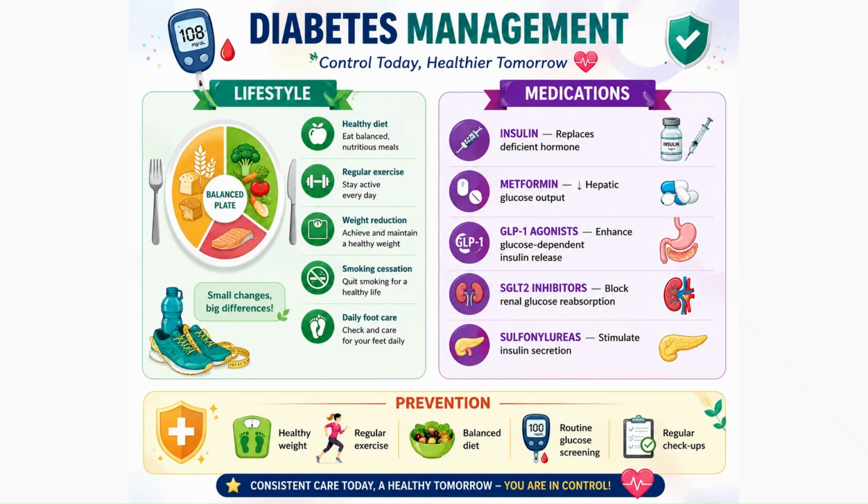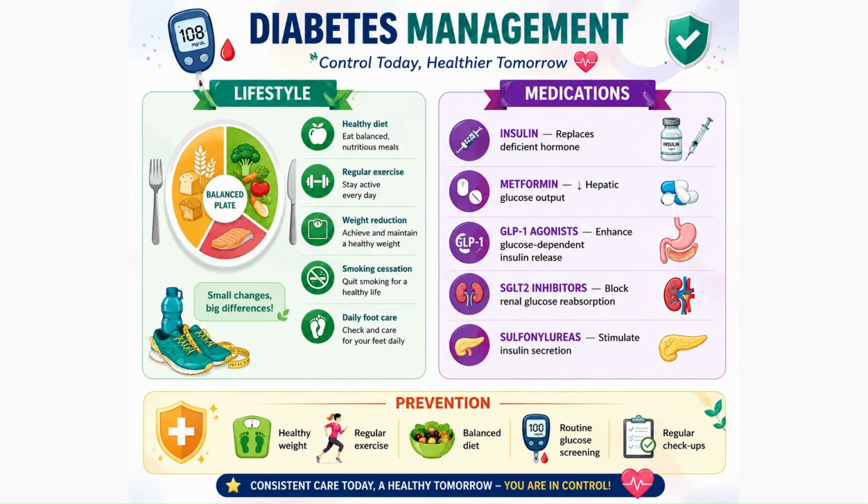Let's move on to management. The good news is that diabetes can be controlled. Management starts with lifestyle modification: healthy diet, regular exercise, weight reduction, reducing carbs, smoking cessation, and proper foot care. For medications, type 1 diabetes requires insulin. Type 2 diabetes often starts with metformin.